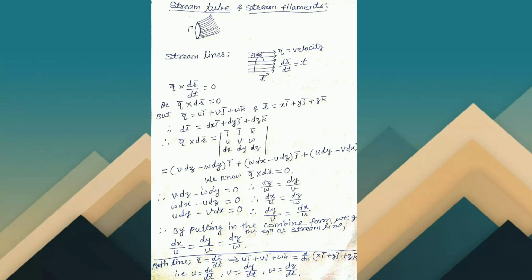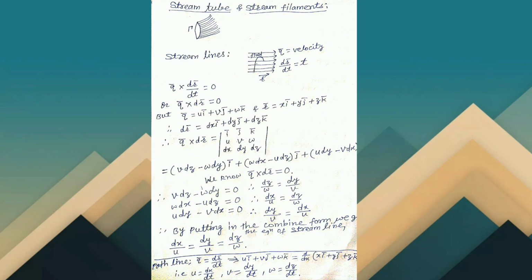So what is dr bar? We find the derivative of this r bar. So dr bar is equal to dx i bar plus dy j bar plus dz k bar. Now we can write q bar cross dr bar in a determinant form. So q bar cross dr bar is equal to the determinant with rows i bar, j bar, k bar; u, v, w; dx, dy, dz. So solve this determinant.